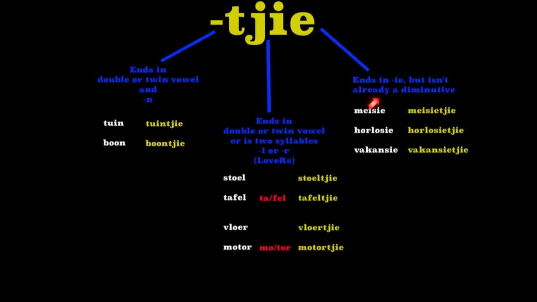The last group that tjie applies to is words that end in ie but aren't already a diminutive. So, for example, meisie, which is the opposite of seun, doesn't necessarily indicate a small person. Young, yes, but not necessarily small. So meisie will become meisietjie. And do you see how that forms the etjie, even though all we've added is the tjie? Horlosie, horlosietjie. Vakansie, vakansietjie. So for all of the words that have these applicable endings, we just add tjie.